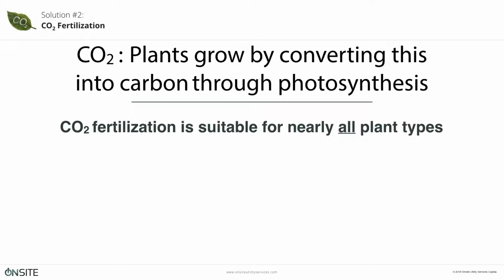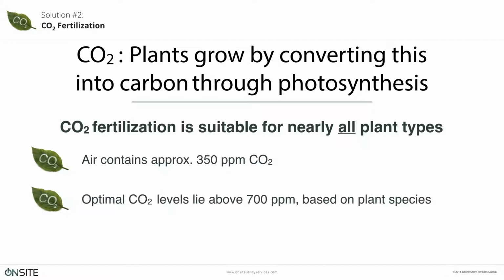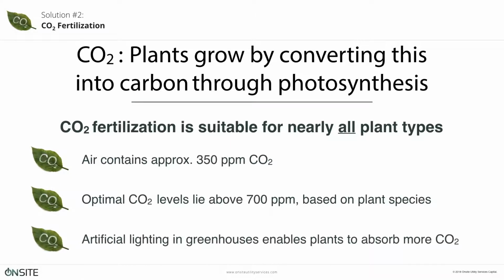Carbon dioxide fertilization is suitable for nearly all types of plants. Air contains approximately 350 parts per million of carbon dioxide. The optimal carbon dioxide level is above 700 parts per million, which can vary based on plant species. Artificial lighting in greenhouses enables plants to absorb more carbon dioxide.